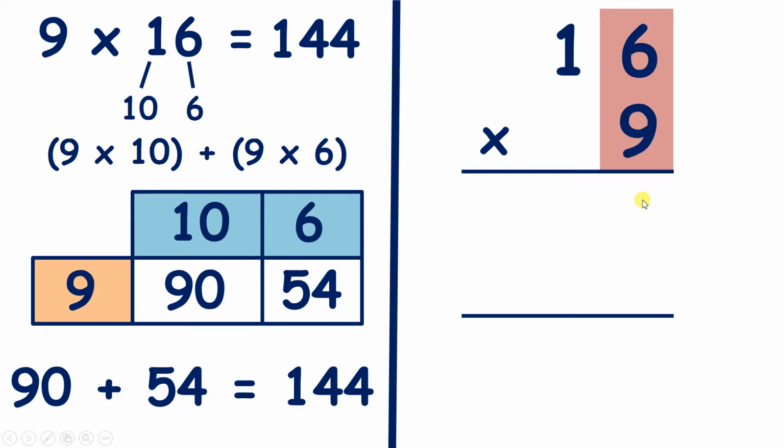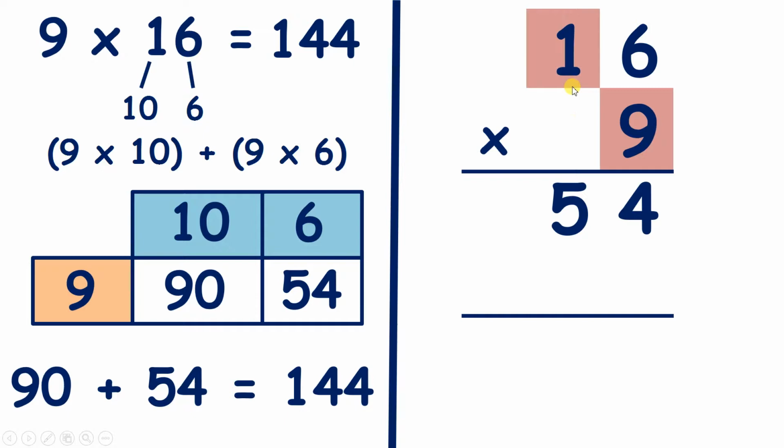So we start with 6 times 9, and that gives us 54. And it's important that we line up our place values. So the 5 is written in the tens column, and the 4 in the units column.